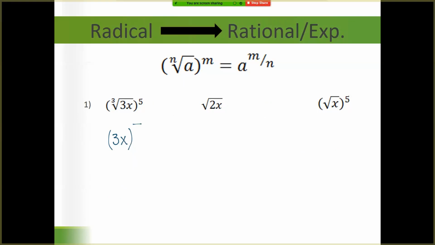So now I'm going to make my fractional exponent. The 5 is the original exponent, so it goes up top. The 3 is the root, so it goes on the bottom. So 3x has to go in parentheses to the 5/3 power.